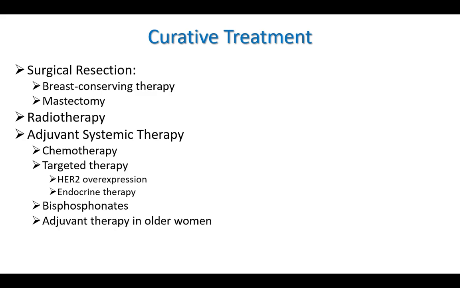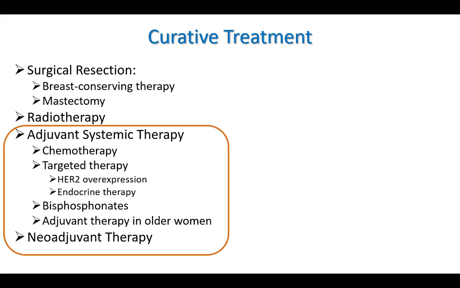Also, you need to give bisphosphonates, and if it is an older woman, it is a slightly different approach, and then you have neoadjuvant therapy. So we'll start with adjuvant systemic therapy for the curative. So we're talking about curative intent, adjuvant systemic therapy.